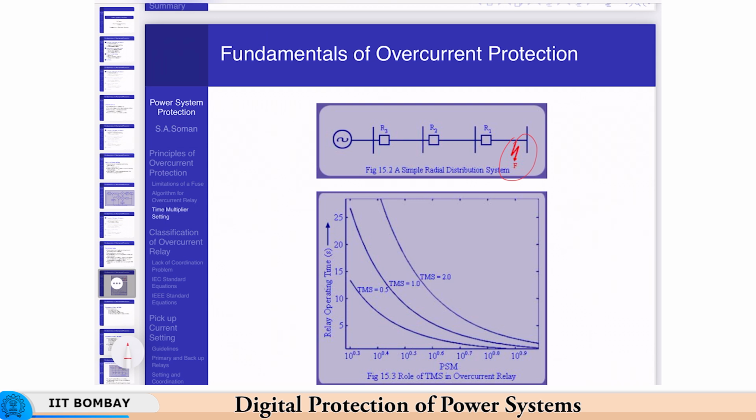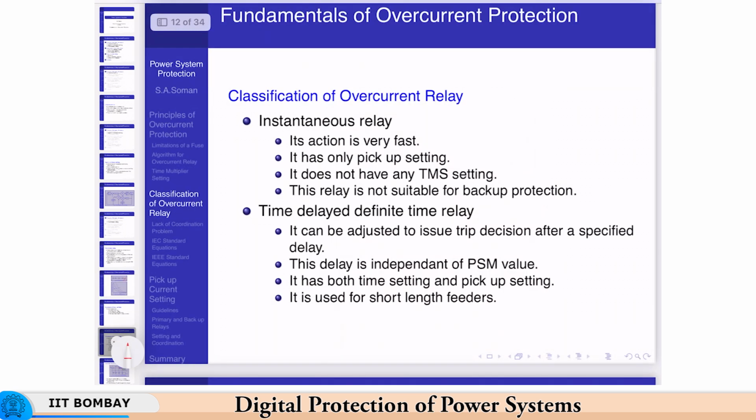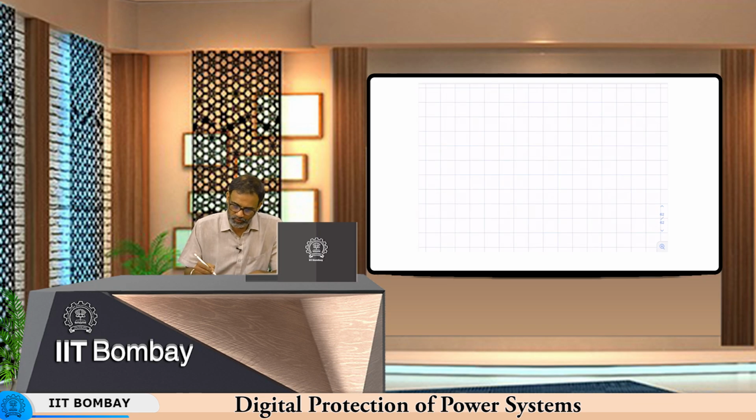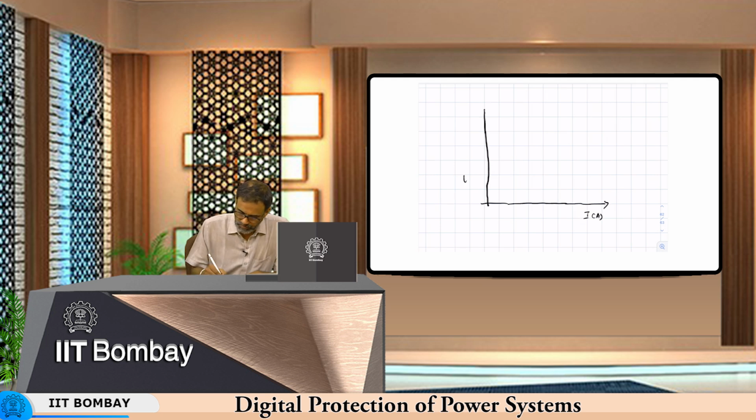I will just draw the characteristics, because there is no slide on those. I will draw the characteristics of both the instantaneous relay and the time delayed definite time relay. So, if you have a look at the current versus operating time graph, this is the current and this is the time axis.